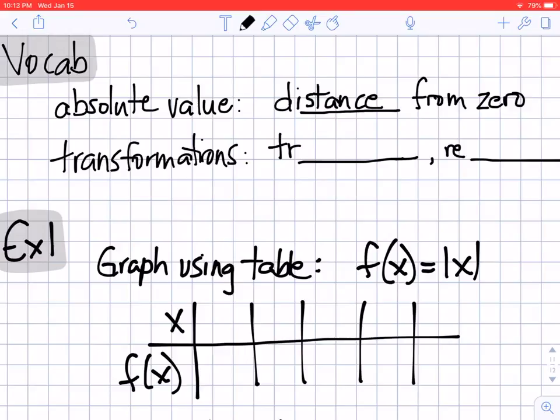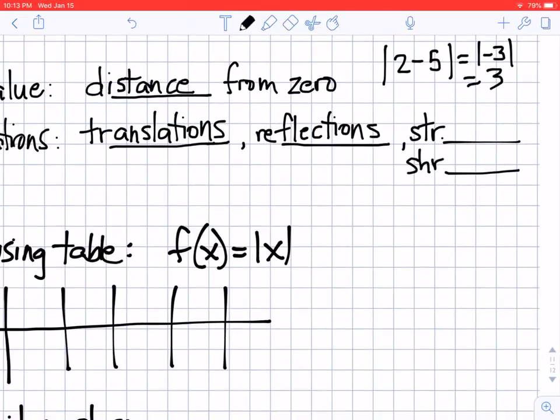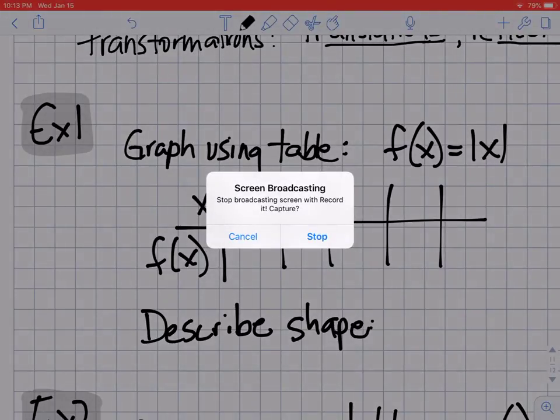Again, a reminder of the transformations that we've been studying. Translations, which are slides. Reflections, which are flips. And then we have stretches and shrinks. All right, today we'll be looking at a particular type of graph. It's called an absolute value function.